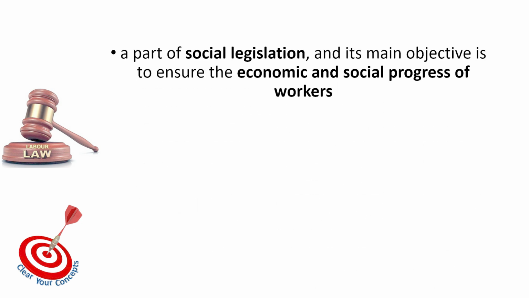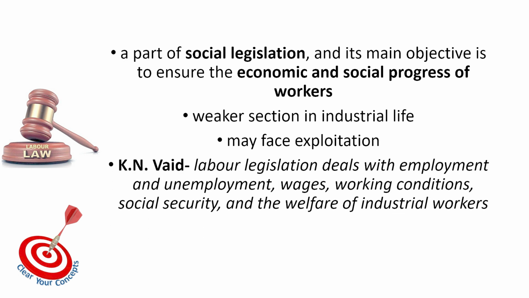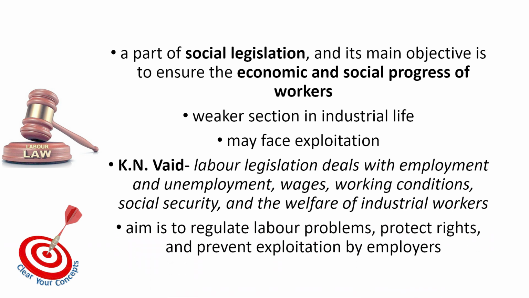Labor legislation is actually a part of social legislation, and its main objective is to ensure the economic and social progress of workers. Why is this important? Because workers are often the weaker section in industrial life, and without proper laws they may face exploitation. According to K.N. Wade, a well-known writer on labor law, labor legislation deals with employment and unemployment, wages, working conditions, social security, and the welfare of industrial workers. So you can see it touches every aspect of a worker's life. So the purpose of these laws is to solve the problems of a person by looking at them as a worker, not just as an individual. The aim is to regulate labor problems, protect rights, and prevent exploitation by employers.